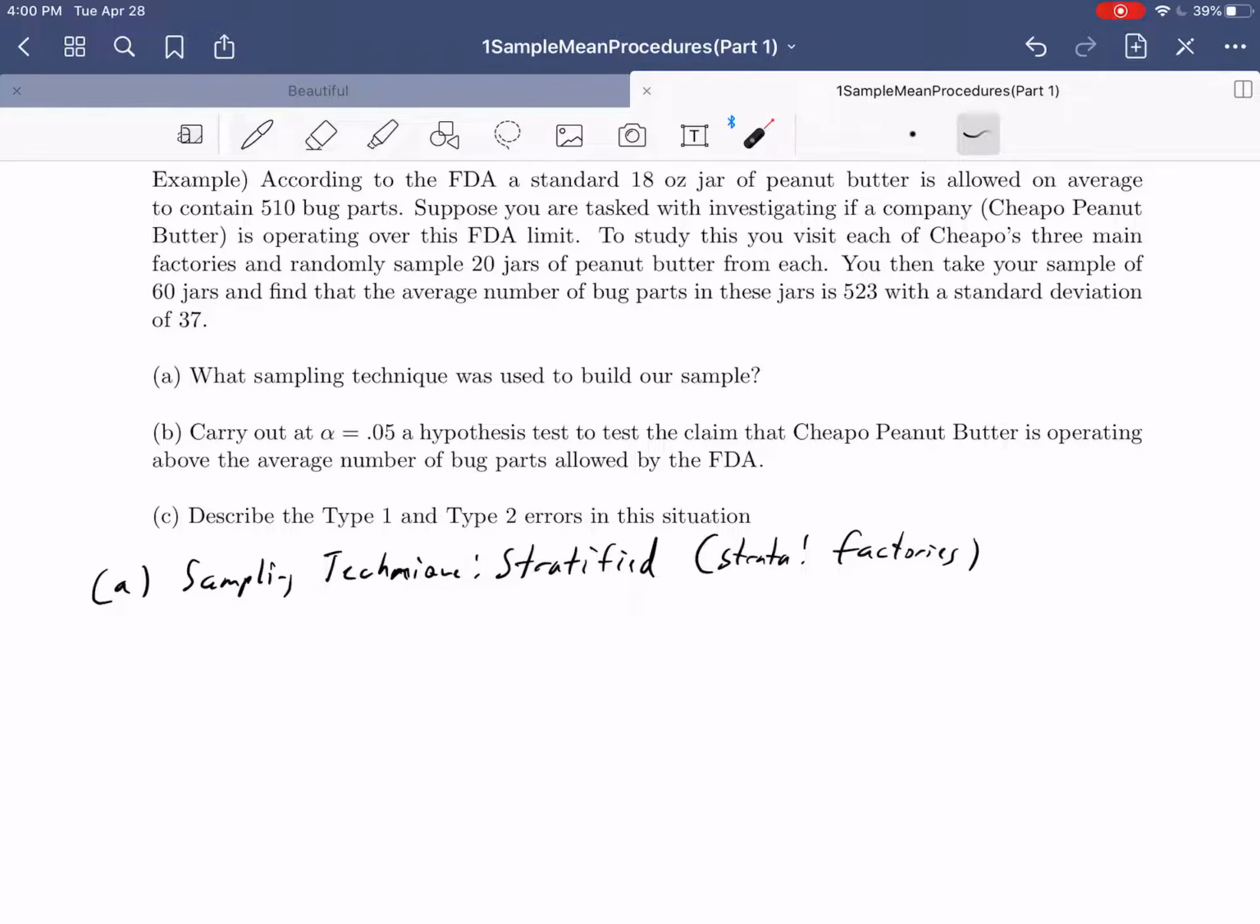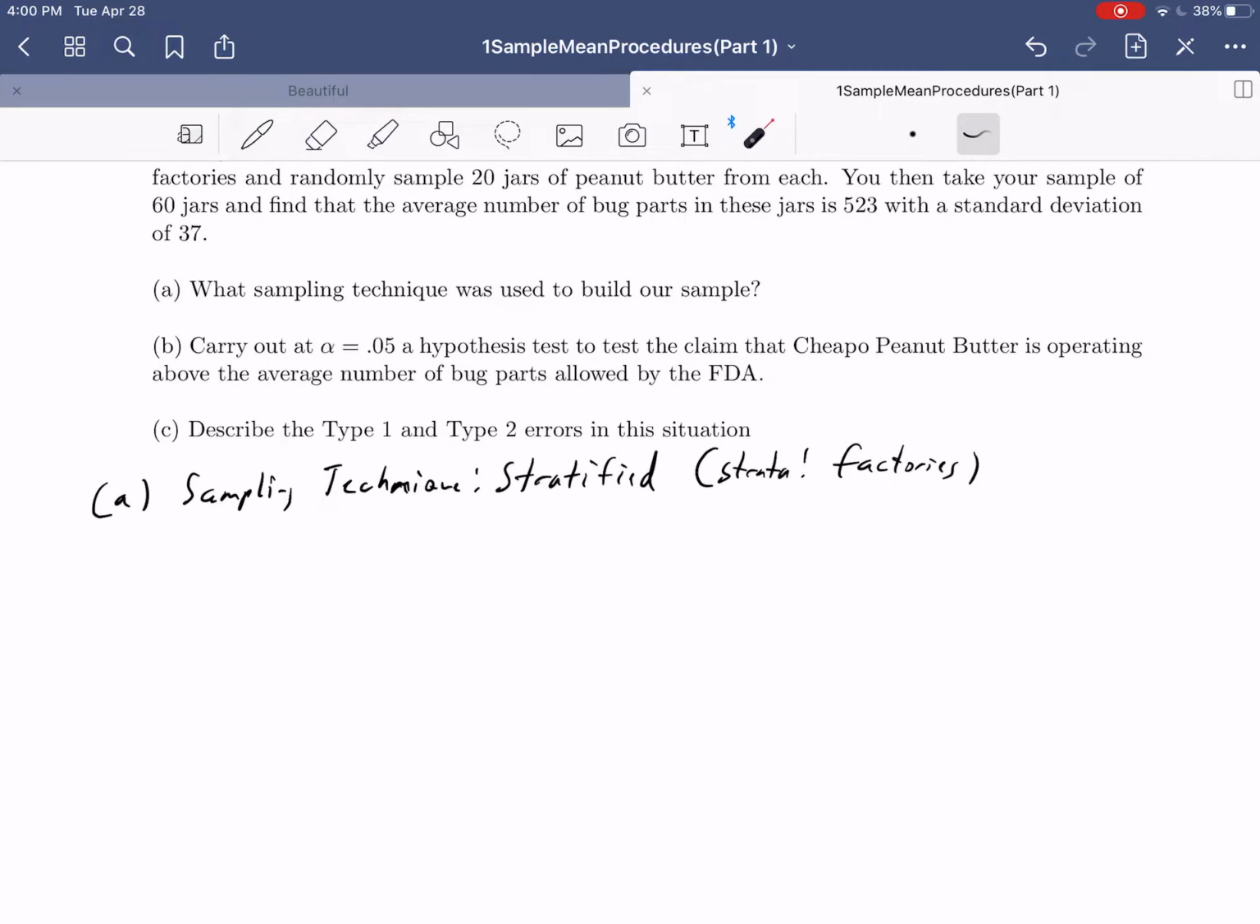And the reason stratification would probably be used here is to make sure that we get some data that represents each of their factories. In other words, we wouldn't want them to say, oh, you're only allowed to visit this one factory, only test the jars from there, because maybe one of their other factories is really, really dirty or really bad. So by taking some jars from each factory, in other words, using a stratified sample, we have a more representative sample in this case. Okay, now we're ready to start the hypothesis test.